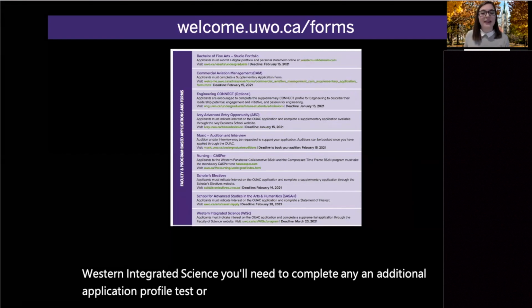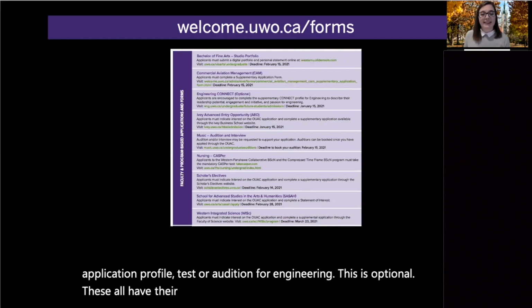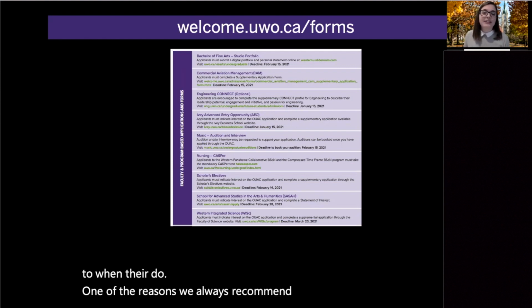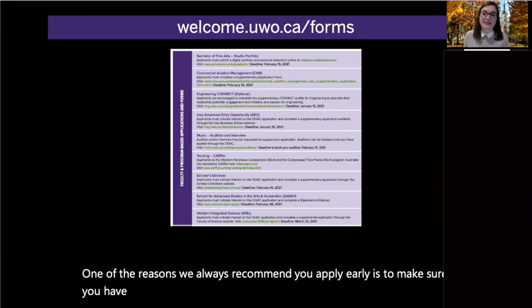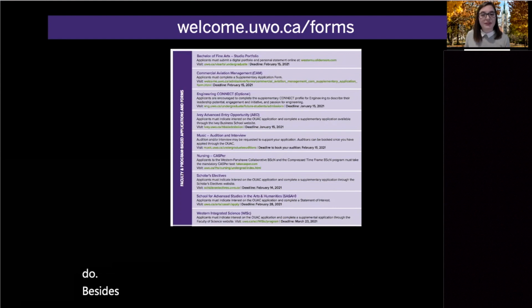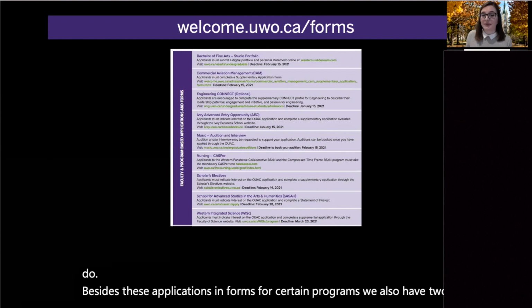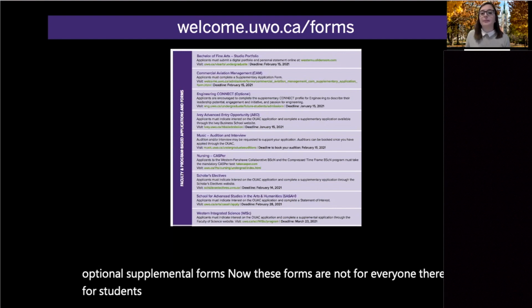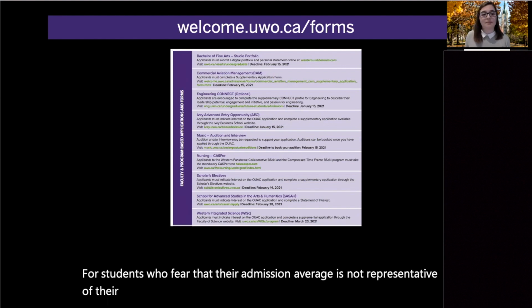For engineering, this is optional. These all have their own deadlines. It's important you pay close attention to when they're due. One of the reasons we always recommend you apply early is to make sure you have enough time to complete these supplemental items before they're due. Besides these applications and forms for certain programs, we also have 2 optional supplemental forms. Now, these forms are not for everyone. They're for students who fear that their admission average is not representative of their true academic potential.